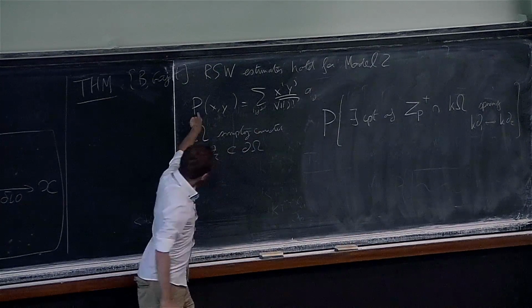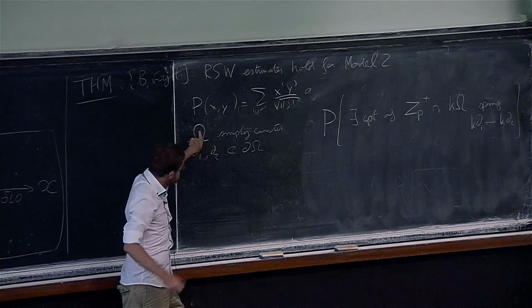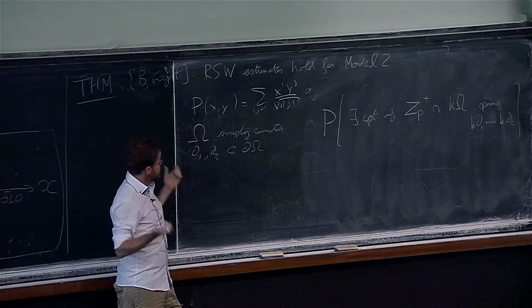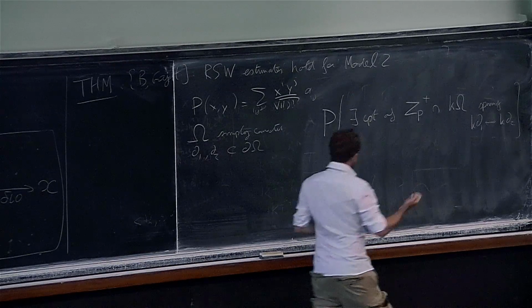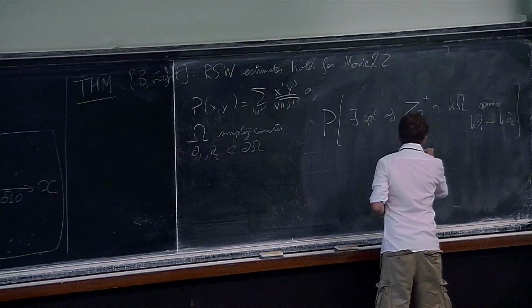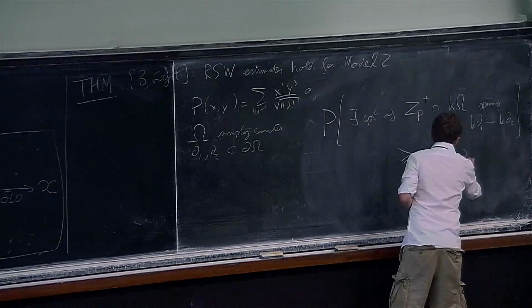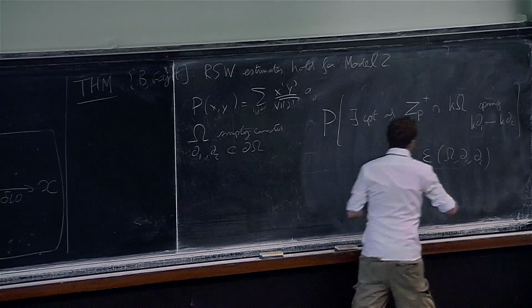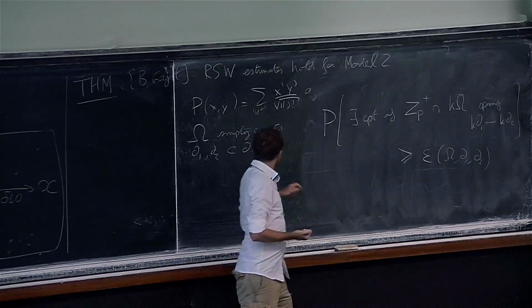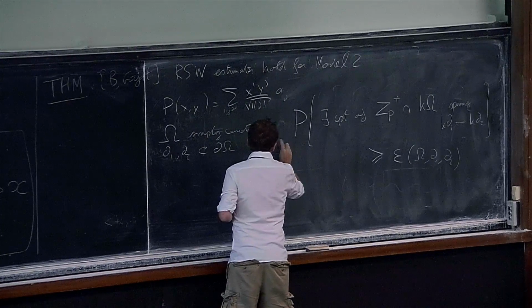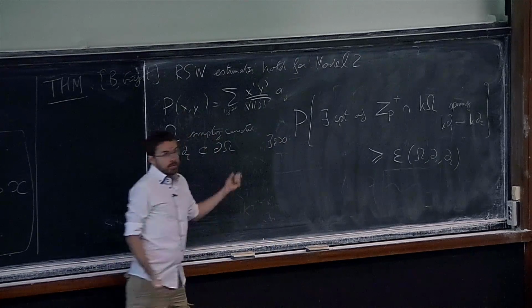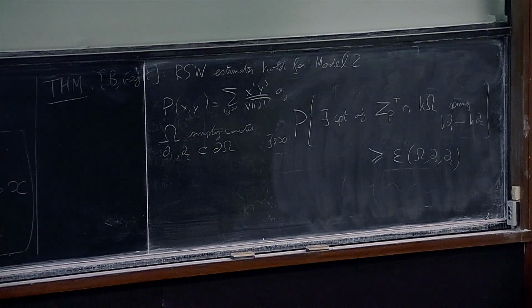So you fix your function, you fix your domain, but you rescale it, and you look at the probability that there is a component spanning from left to right, then this is bigger than some epsilon depending only on omega, delta 1, delta 2, uniformly in k. So there is epsilon positive such that this happens.